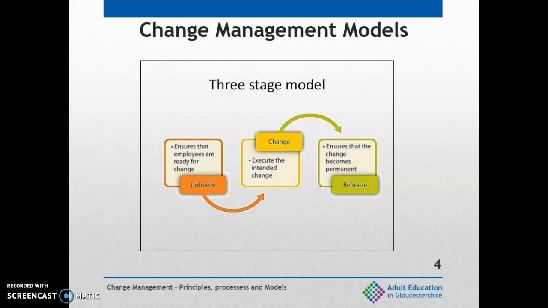The refreeze is very simple. You've gone through the process and now you need to make sure that the change becomes permanent. So you could also say this is the evaluation stage of Lewin's model, where you've gone through the process, worked with people to get them ready for the change, put the change in place. You refreeze the process now and you fix it. It becomes permanent. Keep evaluating all the way through. It's really important to do that.